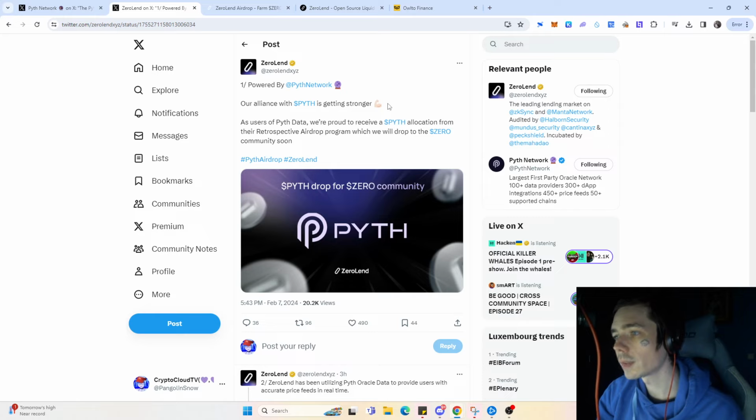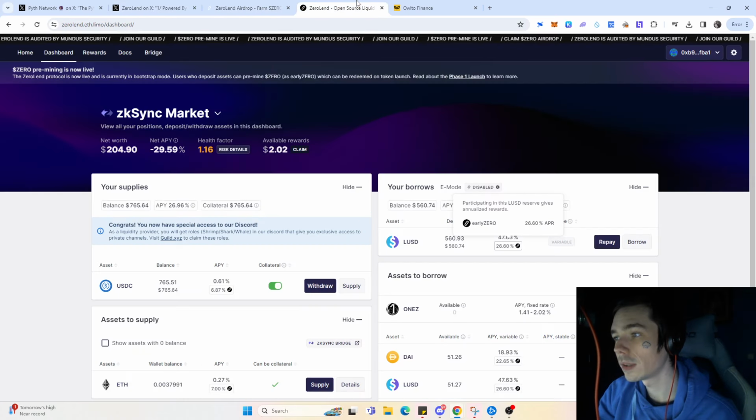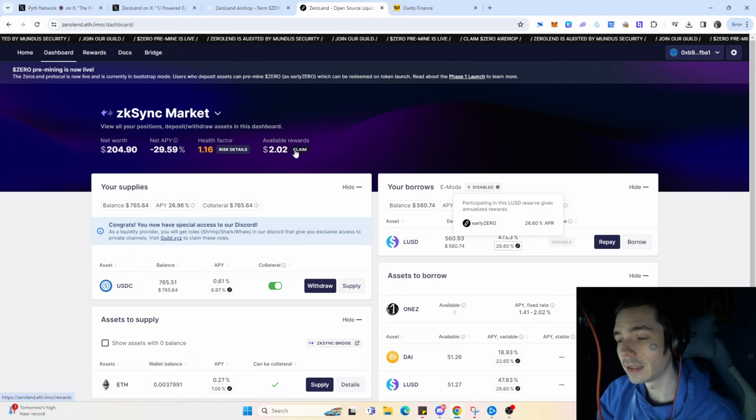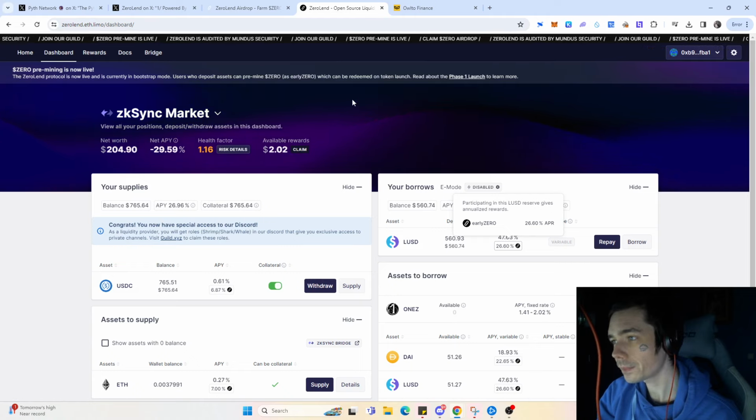So we talked about ZeroLend and them doing some airdrops regarding people that are holding their token. And well, now we got actually some news that the Pyth allocation from the retrospective airdrop program will go towards the people that actually hold the early Zero token. So already we got one airdrop for actually participating in ZeroLend, and it's fairly simple to do so.